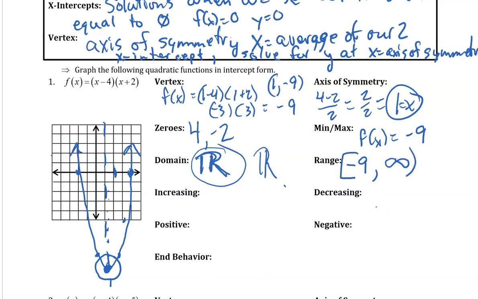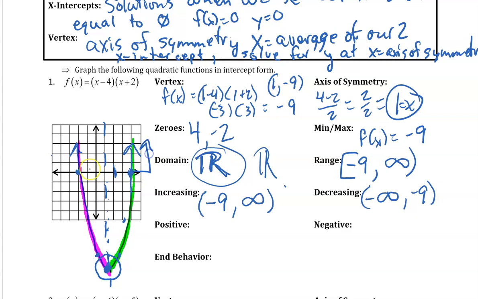Where is it increasing? Well, let's highlight where it is increasing. It's increasing over the function from negative 9 to positive infinity. But it's not actually increasing at negative 9. That's where it also stops decreasing. So it's neither increasing nor decreasing at negative 9. So we have to look at our decreasing side of our function. It's from negative infinity to negative 9. Rounded parentheses.